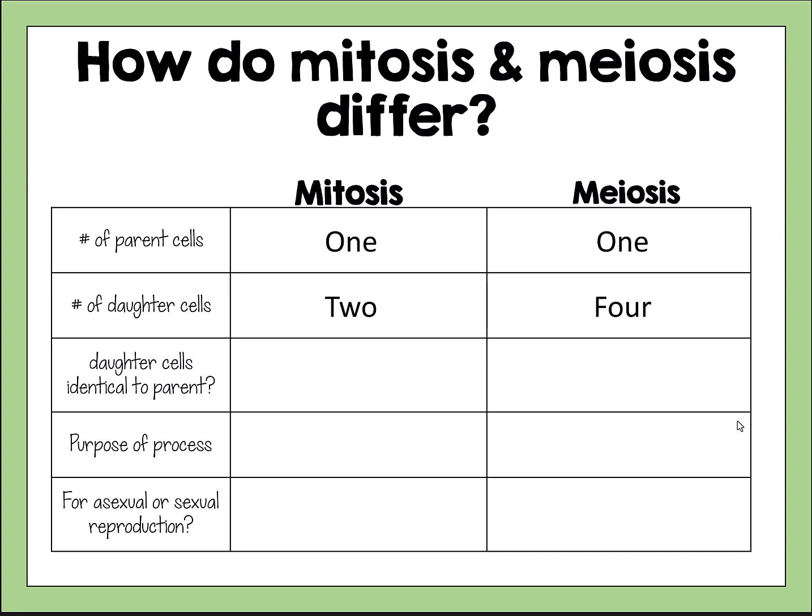Are the daughter cells identical to the parent cell? In mitosis, yes, they are. In meiosis, no, they are not. Because of that genetic exchange of information during crossing over, all of those meiosis gametes at the end, those daughter cells, are going to be different from each other and also different from the parent, because otherwise you would look identical to your parents. So that's obviously not happening in the process of meiosis.